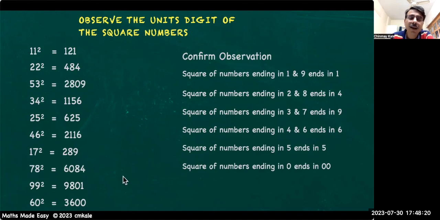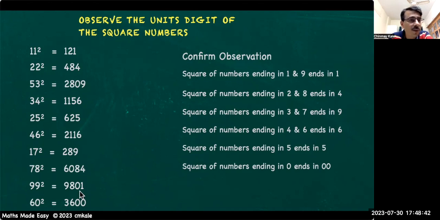Here's another list. I think you can also go ahead and confirm some of the other squares. You choose randomly and confirm the set of observations. As you can see in this small list that I've prepared, the observations that we have made so far are actually confirmed. If you do 11 square, the result is 121. If we do 99 square, the result is 9801.